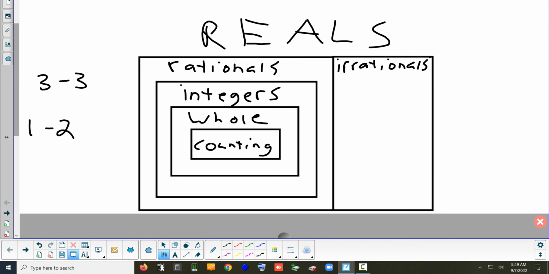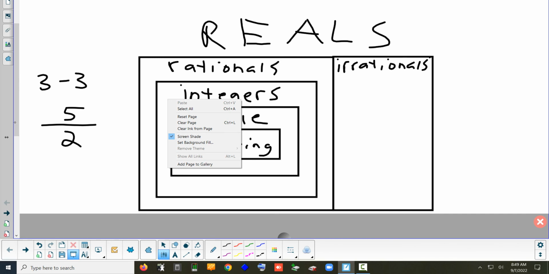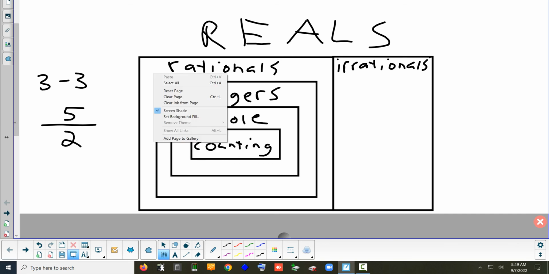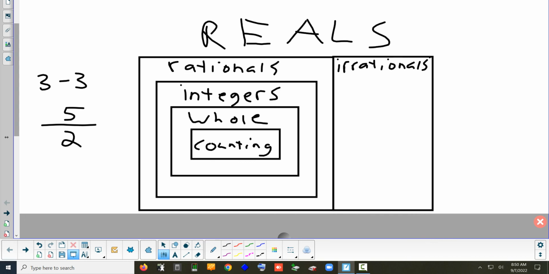Yep. Division. You could give me an integer, like 5. You could give me another integer, 2. Divide them. And all of a sudden, when you divide an integer by an integer, you don't get an integer. You get something that's outside of the integer box. And we call that a rational number. So rational numbers are basically numbers you can write as fractions.